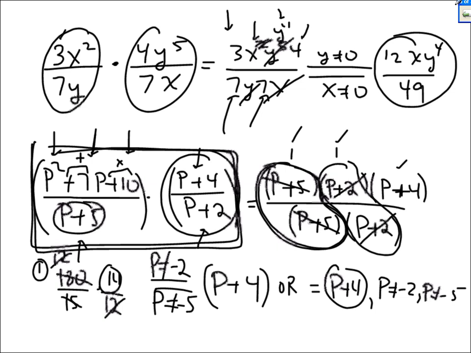For you guys, it'll be a lot harder. I'd go to what it simplifies out to. 10 plus 4, 14. Much, much easier to get 14. But you need to know when you can use p plus 4. You can only use it if p is not negative 2 and p is not equal to negative 5.